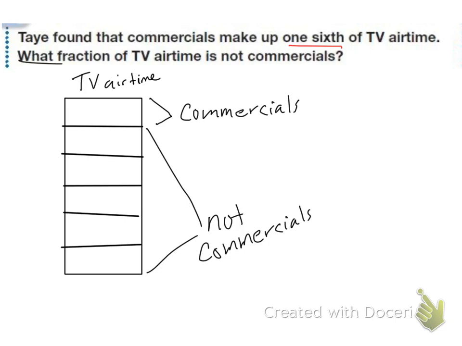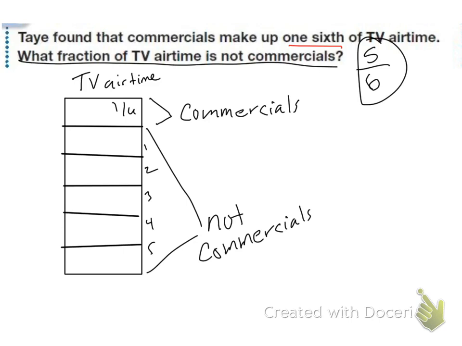So it says, what fraction of the TV airtime is not commercials? Well, since this is 1/6, the part that's not is, so we have 1, 2, 3, 4, 5. So that means that 5 out of the 6 pieces are not commercials.